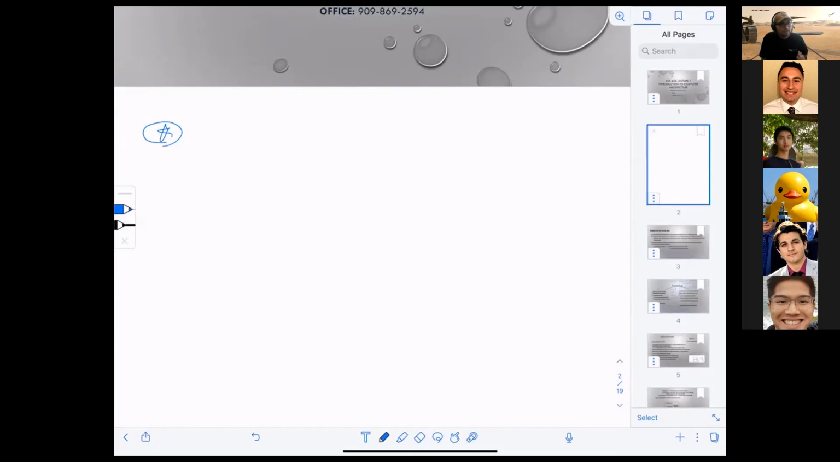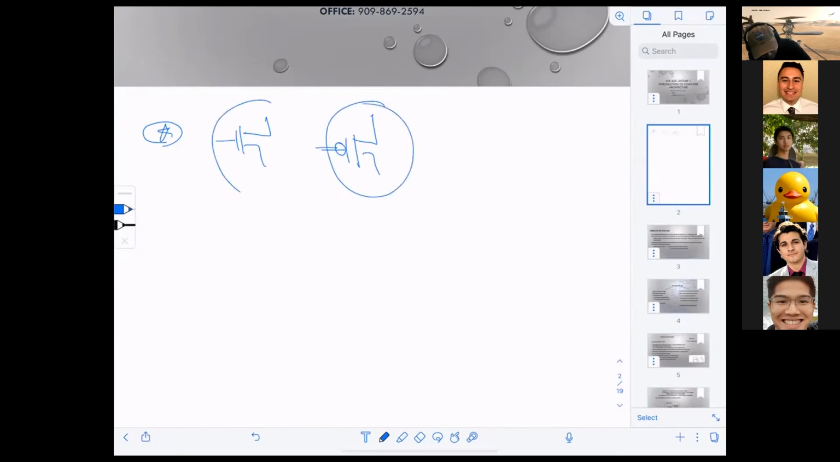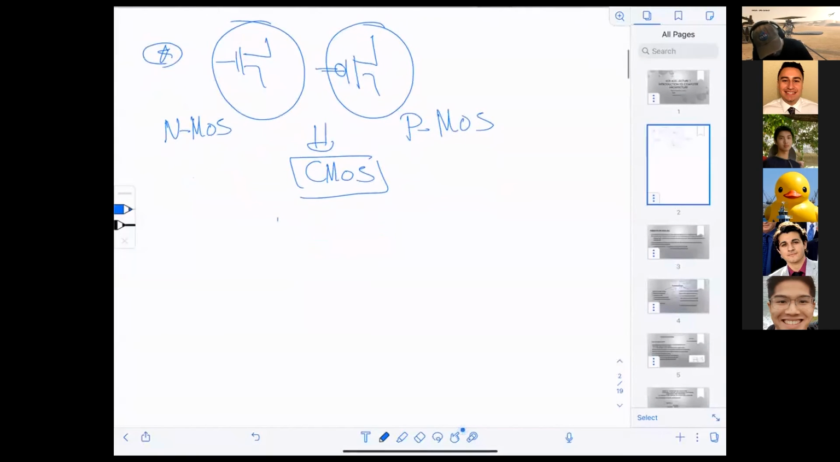Now, when I said there is N-type and P-type, at the end of the day I have here my N and here the P, and those are the representations of the two transistors. But then they built something combining them together. They call it CMOS, complementary metal oxide semiconductor. So this one is NMOS, this one is PMOS. Combining them together, here is VCC, ground, here is the common gate, and here is the output.